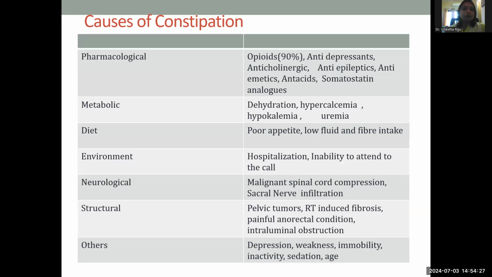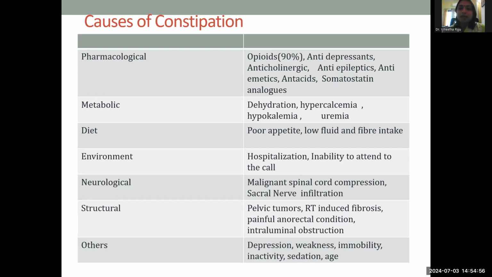So let's have a look. Pharmacological, you have the opioids, the antidepressants, anticholinergics, anti-epileptics, anti-emetics like ondansetron, right? Then antacids, somatostatin analogs, just how the discussion was going on with Dr. Sunil when he was discussing the side effects of using anti-secretory drugs.